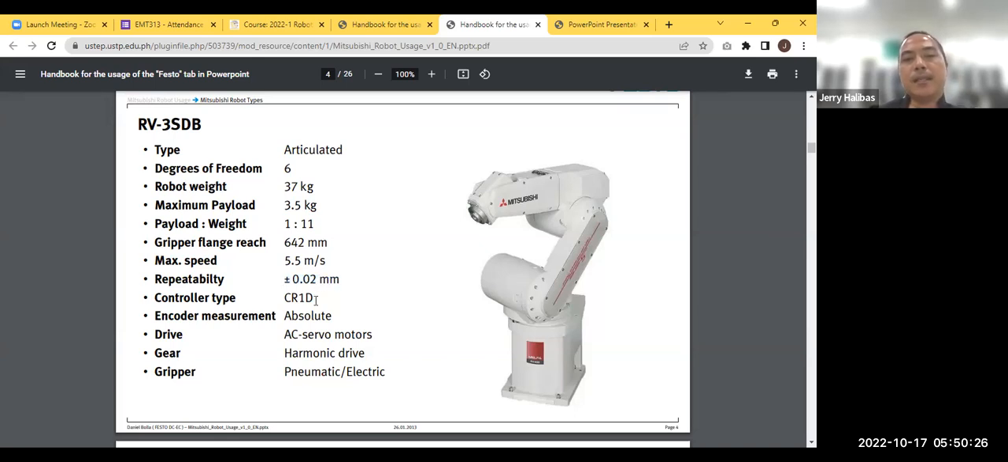Then katong controller type niya is CR1D. Then it's using an absolute na encoder. Then it's using an AC servo motor. It's using an harmonic gear drive. And it has a gripper that is pneumatic and electric because of the sensor. Pero ang katong pag-grip niya, pneumatic. So that's why kung mapalong tong compressor, na dili gid siya ka grip, no, because it requires compressed air.